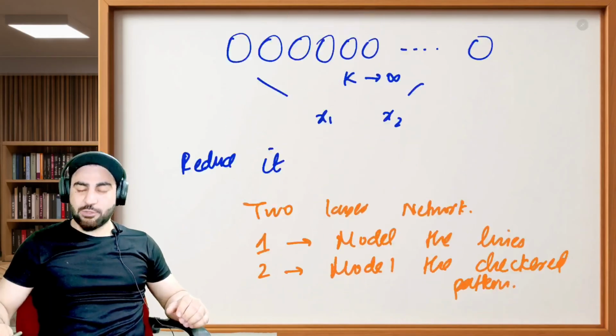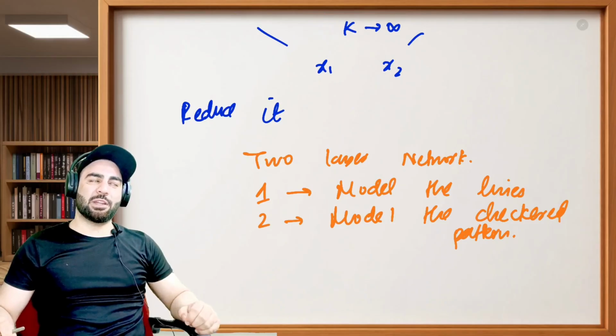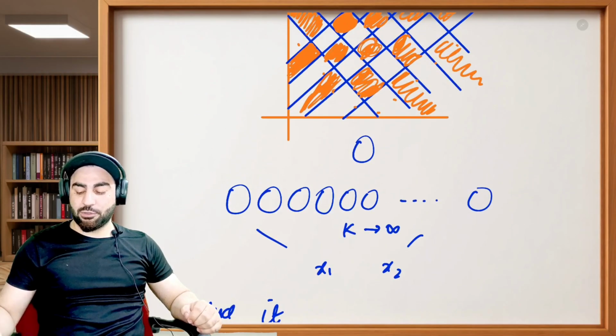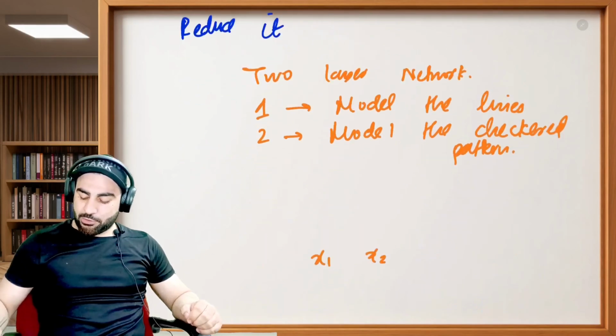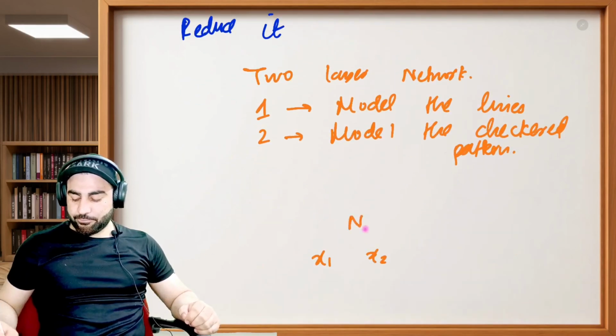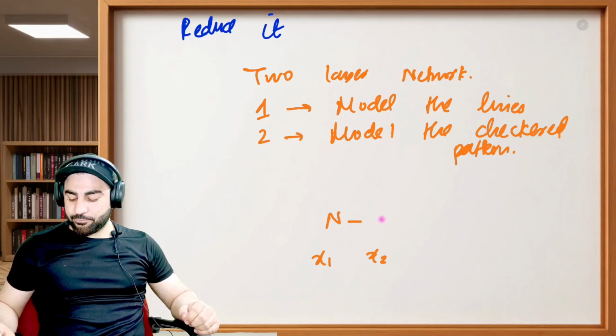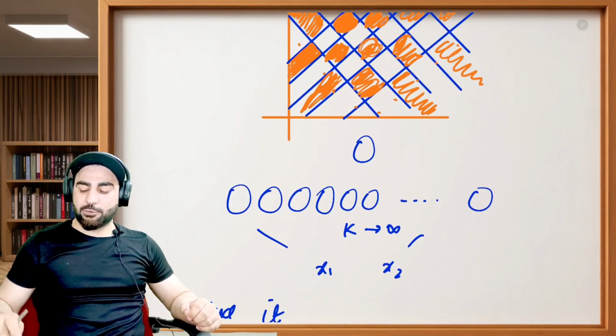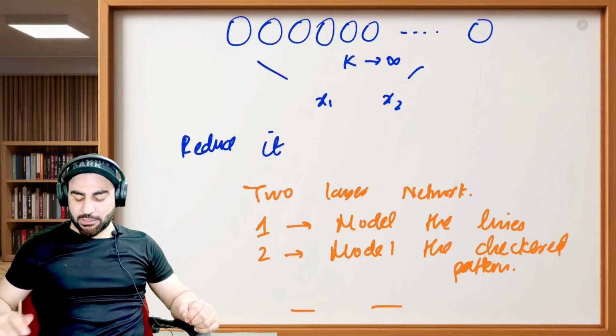Now what I'm saying is you can have a 2 layer hidden network. In that 2 layer hidden network, the first hidden layer will be able to model these lines. Let's suppose these are n lines, so you will use n neurons in the first layer. And in the second layer, you will use as many neurons as the number of these active cells.